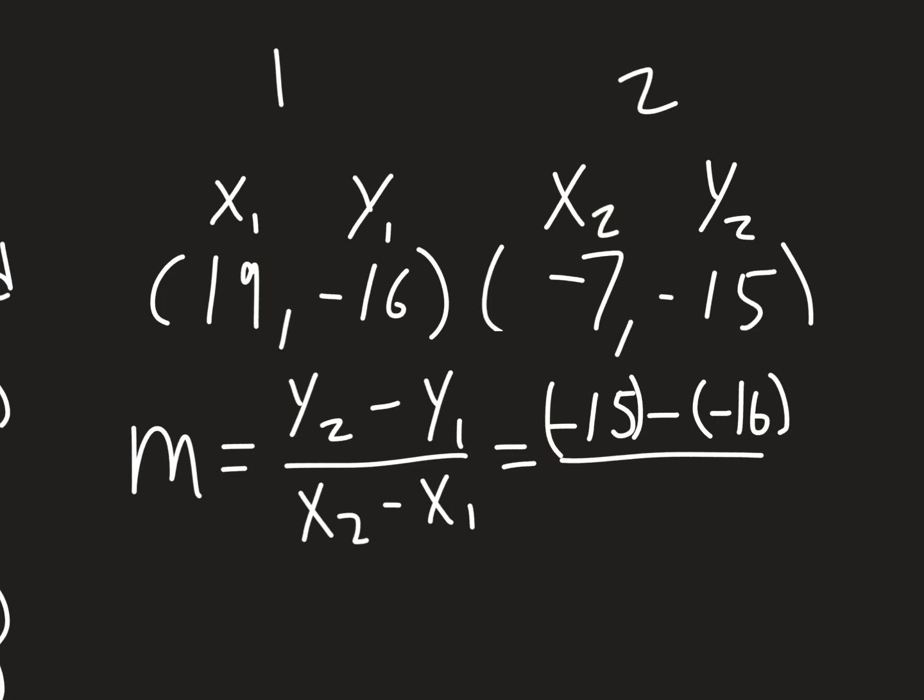Now which one of those numbers from the x's goes first? Which one's x2? Negative 7. And then x1 is 19.